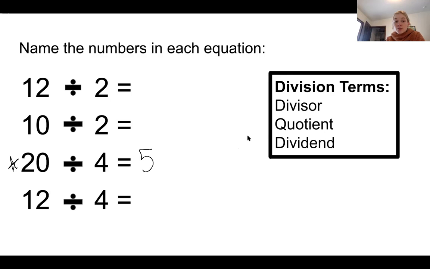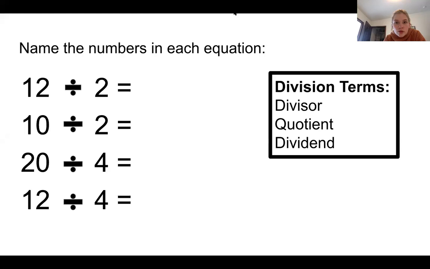Okay, so it's just important to know these names because not only is it good to be able to identify what these mean and what their specific names are, but we might be asked to find what is the quotient or find the dividend and things like that. Okay, now we're going to go ahead and pop back over to, hold on.